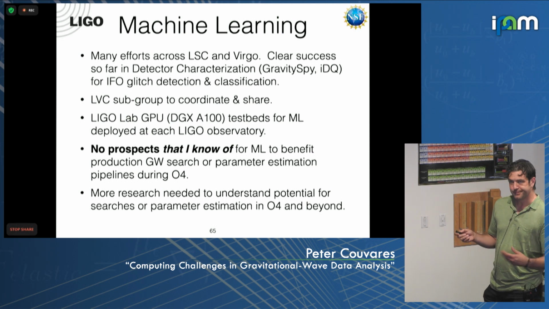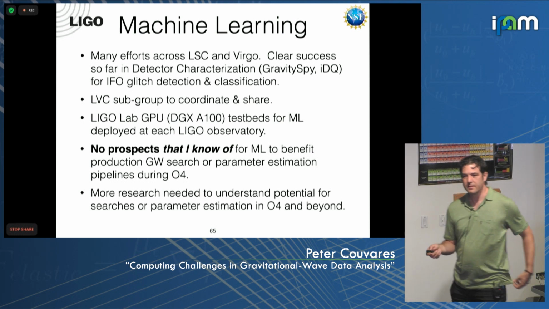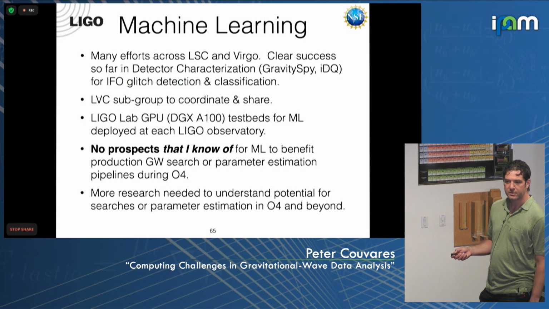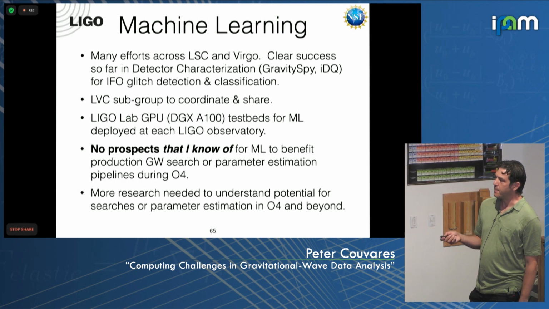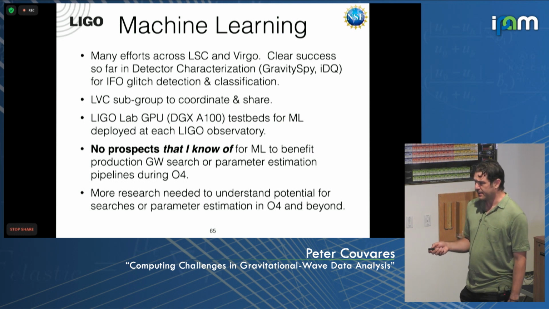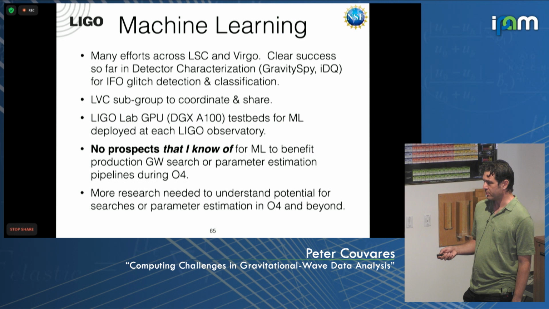There's a subgroup, and that subgroup doesn't mean anything, but there's an organized group of people in the LSC who meet and talk about machine learning on a regular basis. In our GPU testbed, we have these GPU machines that are particularly targeted for ML work. They're not meant for other kinds of GPU computing. We have one of those at each observatory for people to do this work on. But this is where I want to be provocative. In detector characterization, this has been a clear win. It's been very helpful, and you're going to hear more about that, I think, on Monday. But there are no prospects right now, at least not that I know of, for any machine learning work to benefit production gravitational wave searches or parameter estimation pipelines during O4.